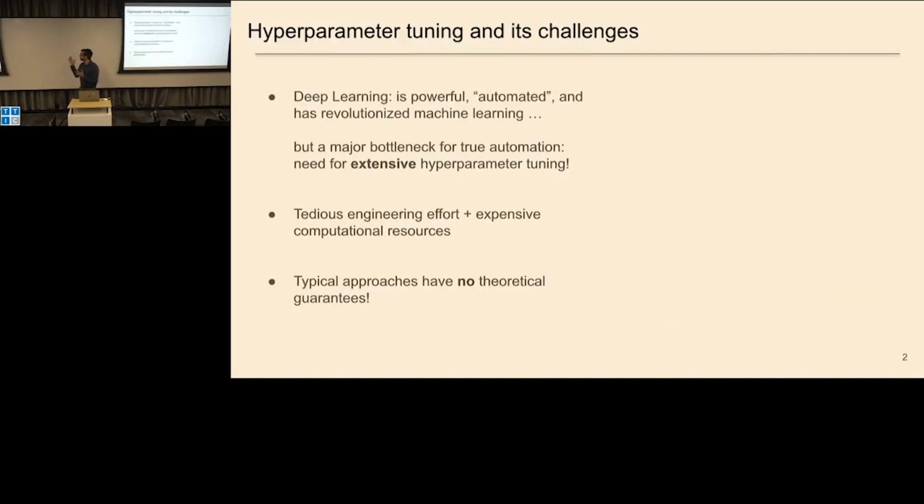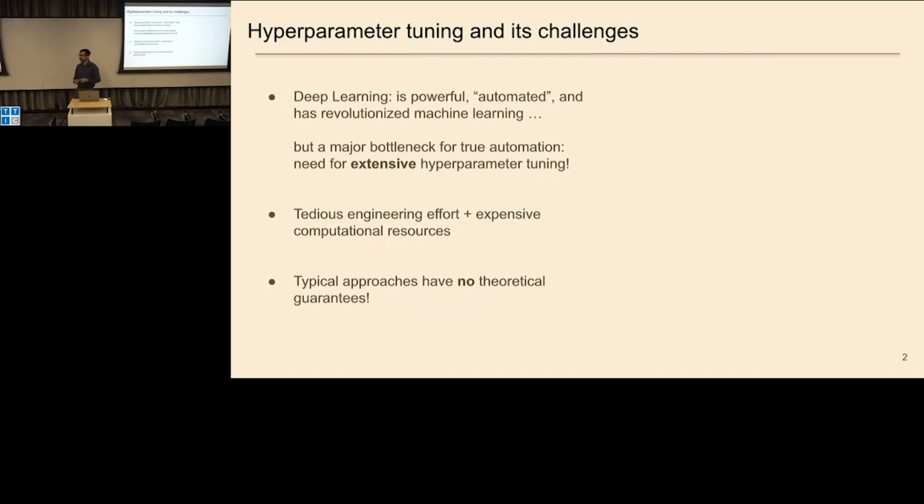So let's get started. Hyperparameter tuning is something that most people, especially in applied machine learning, are extremely familiar with. And when you think about deep learning, it's so powerful. You believe it's more automated than some of the other techniques, but there is a major limitation to this automation. So you have these powerful algorithms, but you still need someone to actually tune hyperparameters to make those algorithms effective on any given data set. So this is a major bottleneck for true automation.